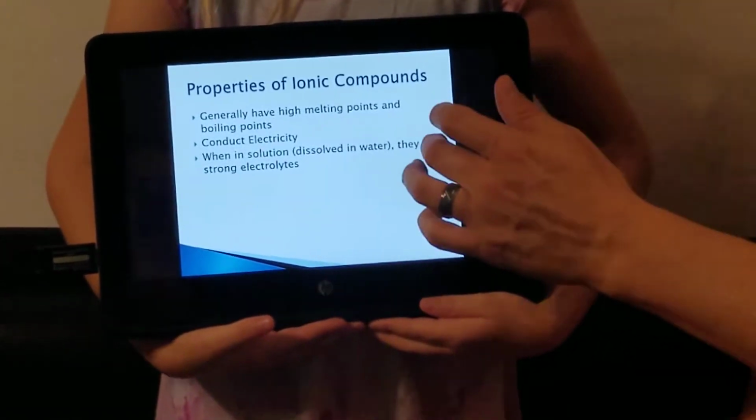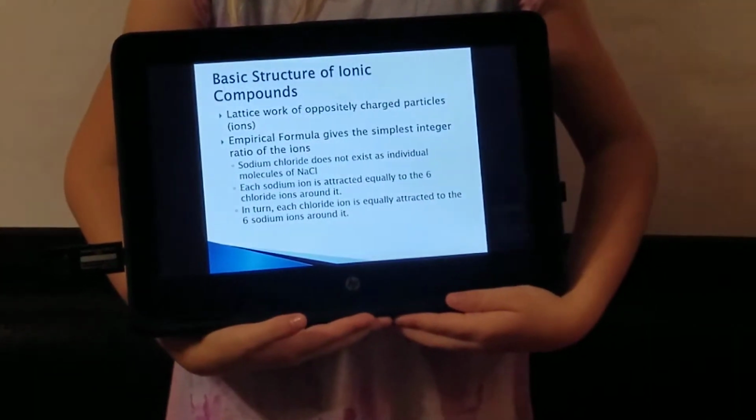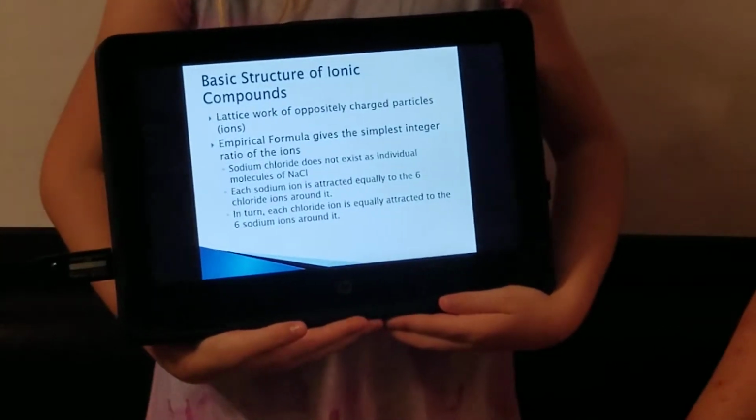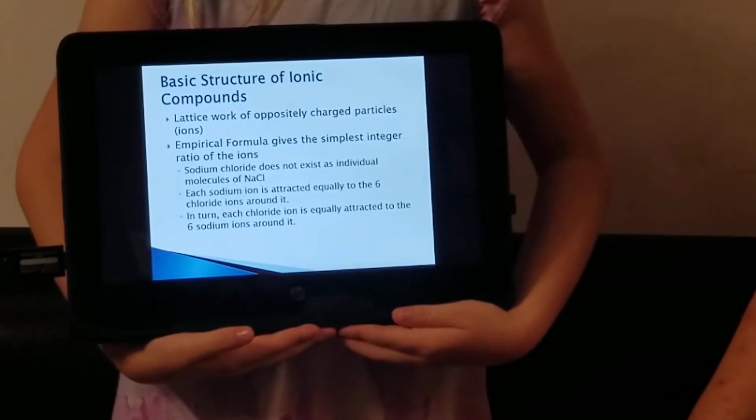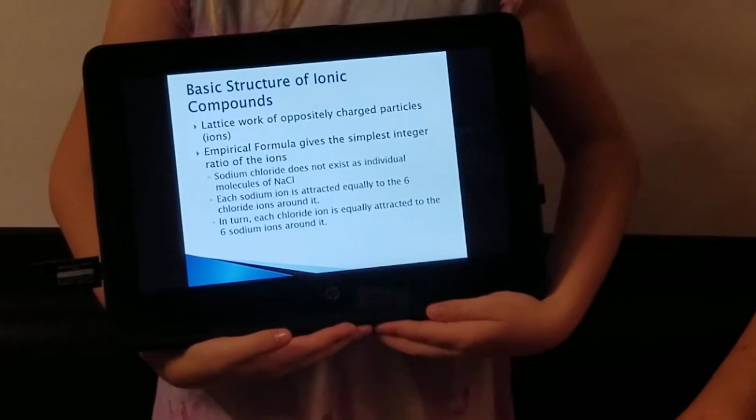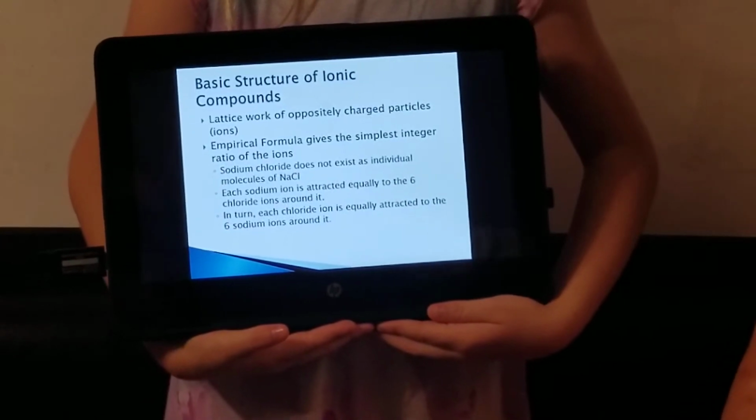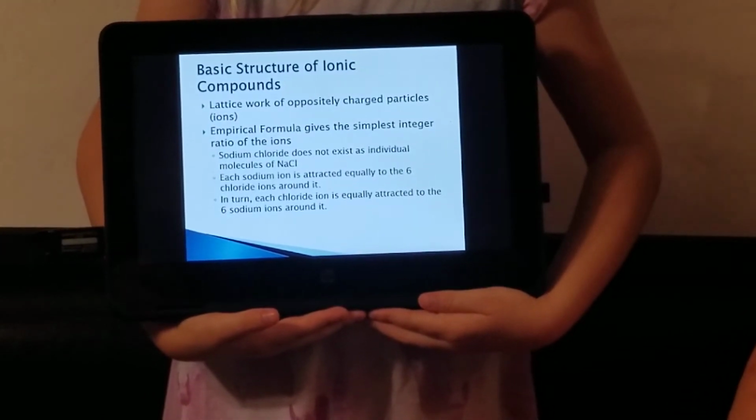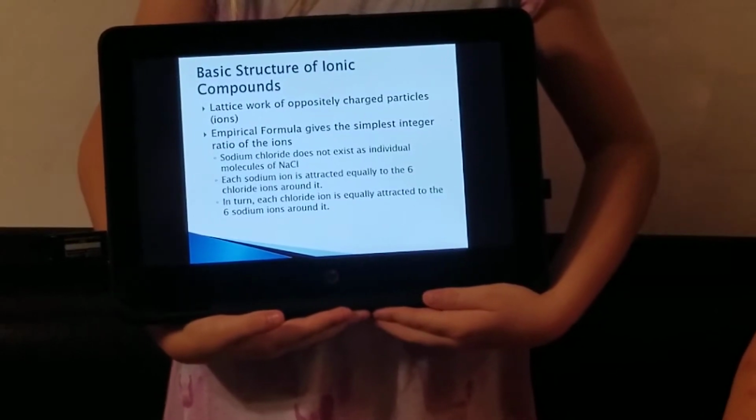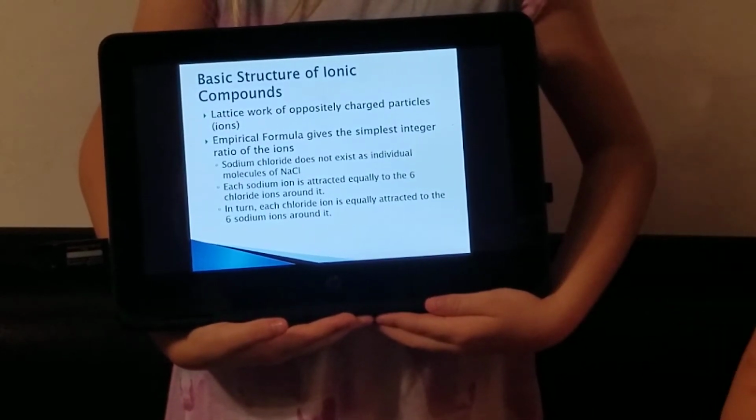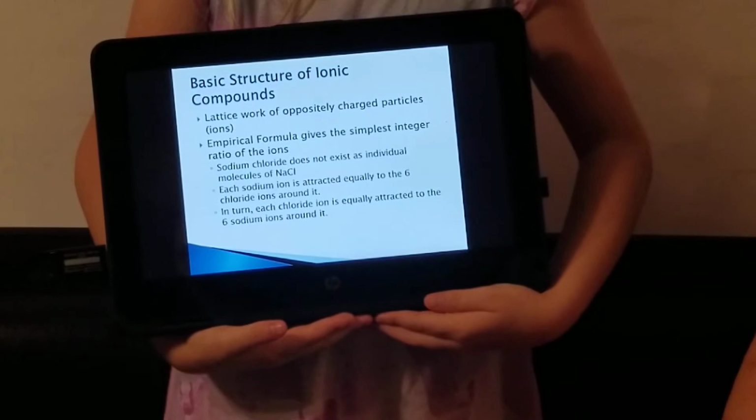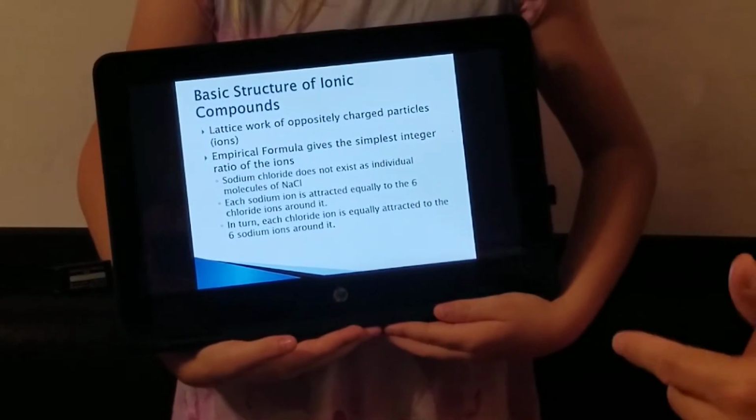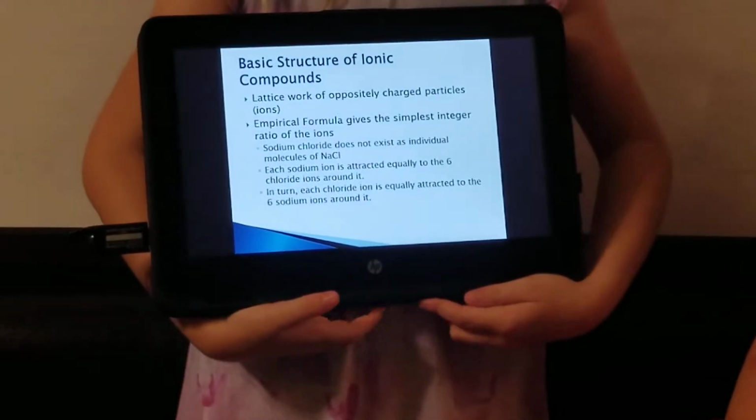All right, thank you. Okay, so the basic structure of ionic compounds is that they form what are called lattice work structures. So when we say something like salt is NaCl, which you guys have probably heard before, it's sodium chloride. NaCl doesn't mean that there's one Na and one Cl. What it's telling you is that it's a ratio. There's one Na for every Cl. So a lot of times you'll hear the term salt crystal.